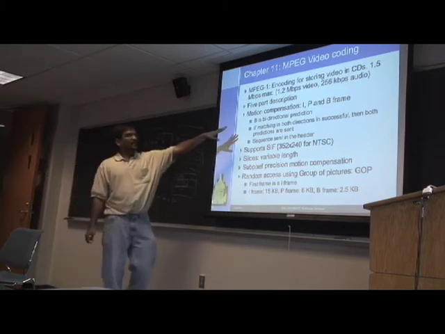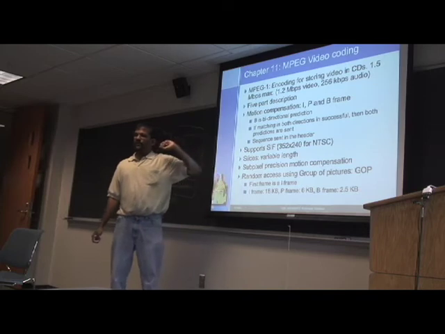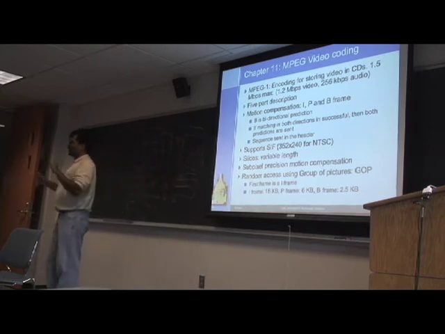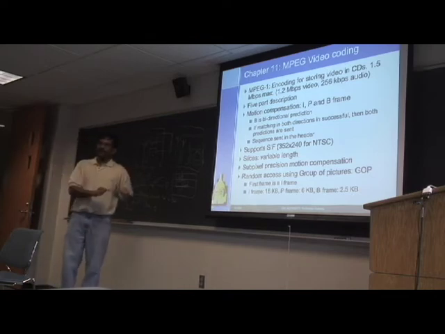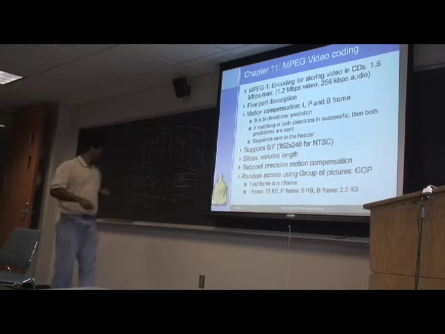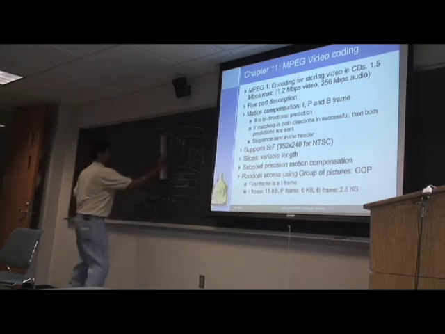So they introduce a notion of the B frame, which I kind of mentioned before, right? The idea here is there are some scenes where predicting in the forward direction may not really make sense. What you really want is predicting backwards. So here's one example I think your book gives.